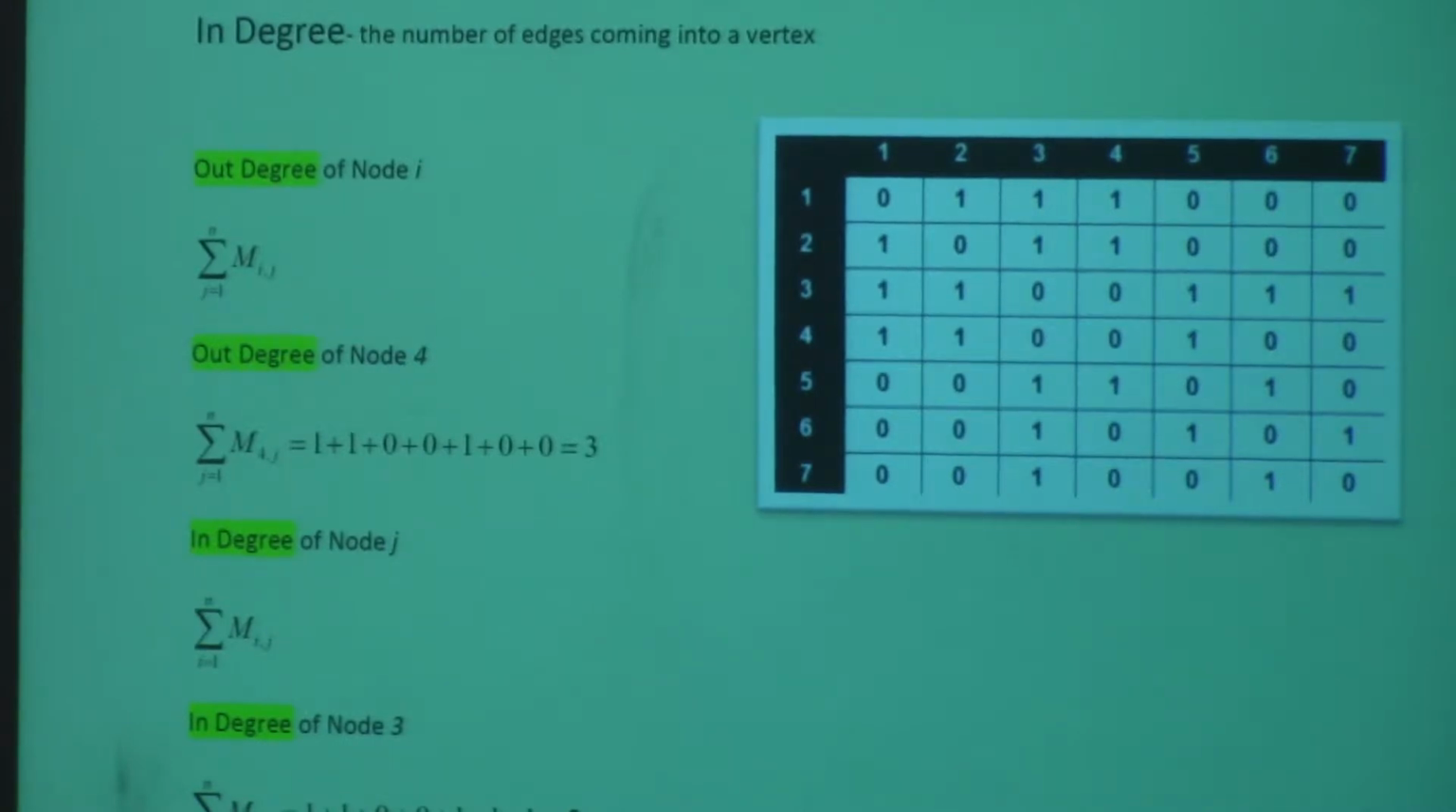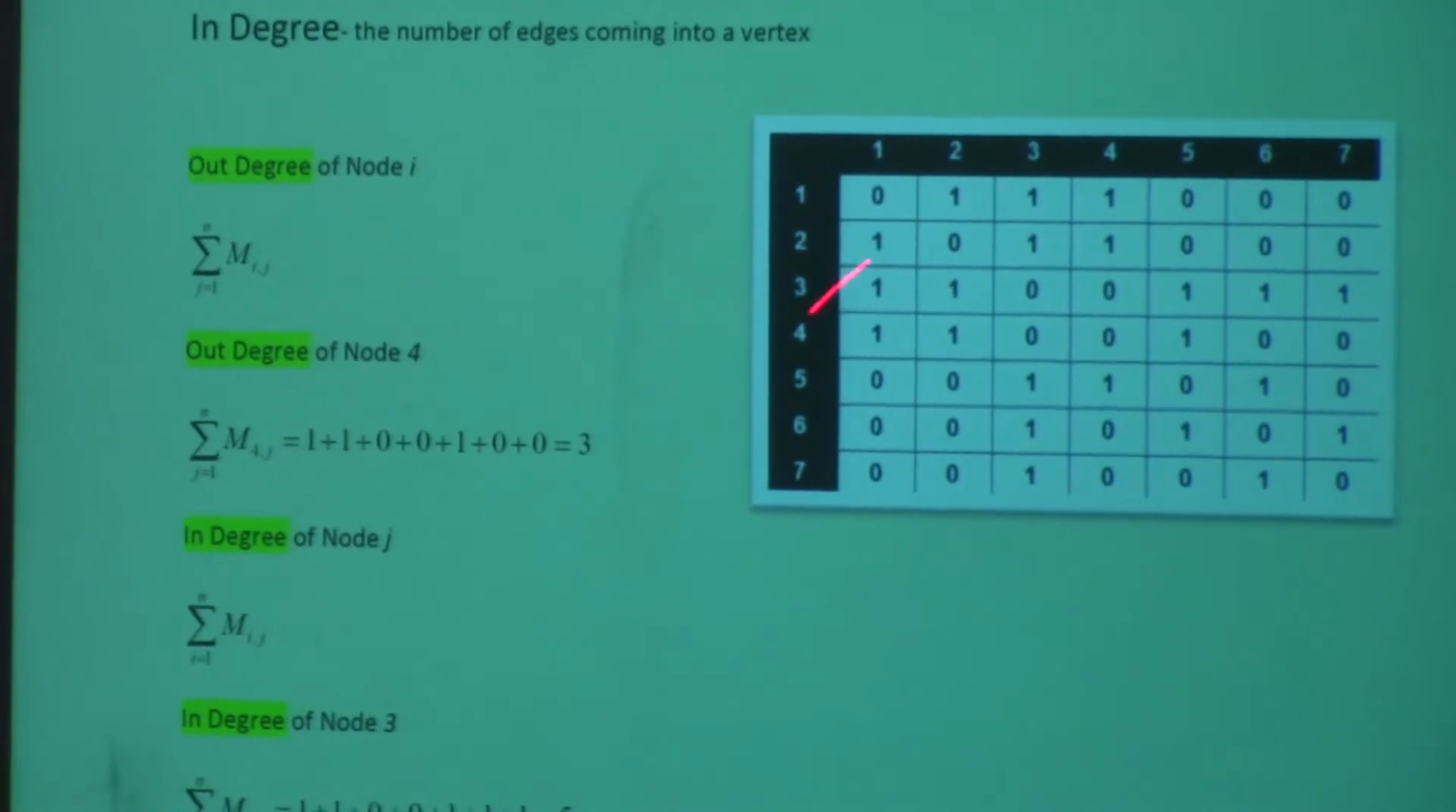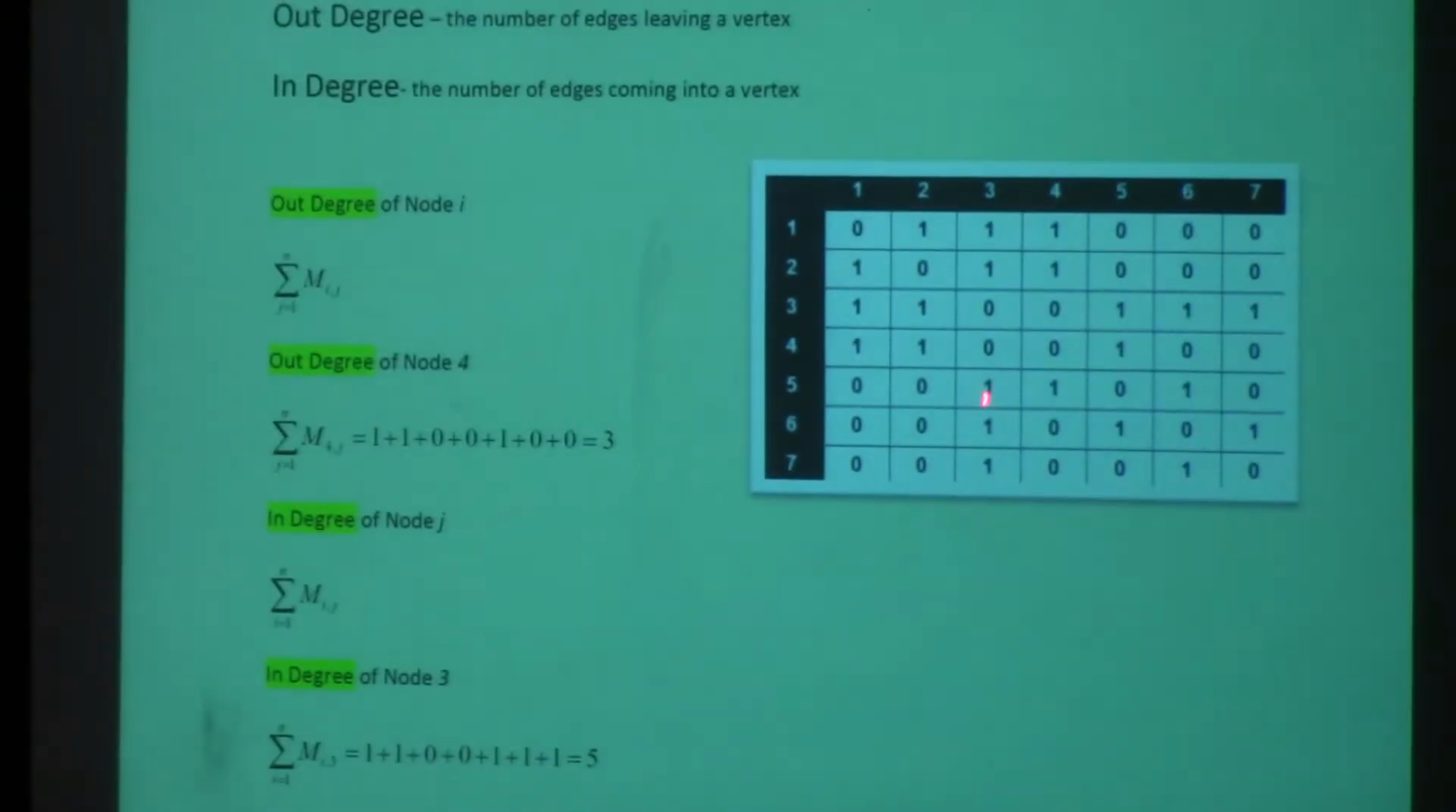And so in that case, you're going to freeze j, which is the column, and you're going to let i vary from 1 to n. So the in degree of node 3 will be the summation in this direction. So it's going to be 1 plus 1 plus 0, 0, 1, 1, 1. Any questions?